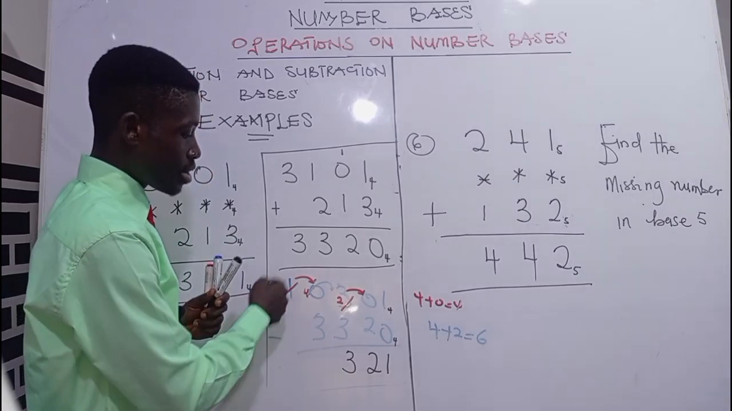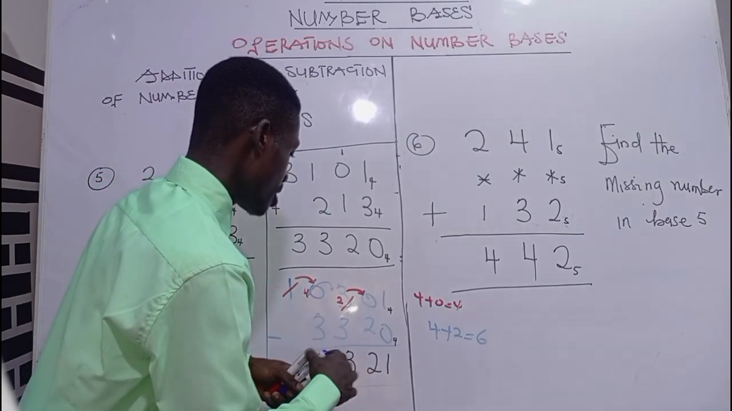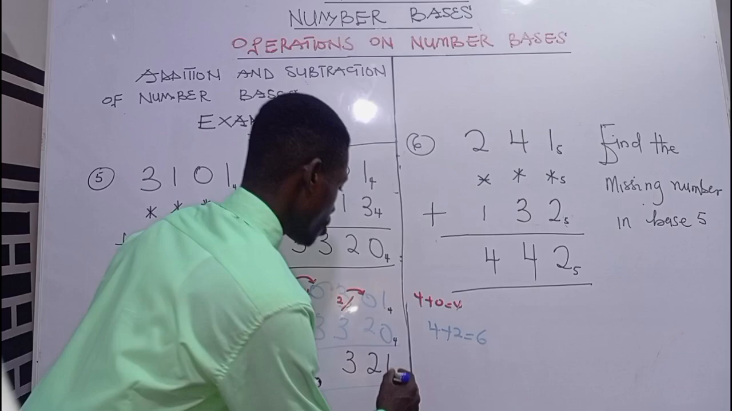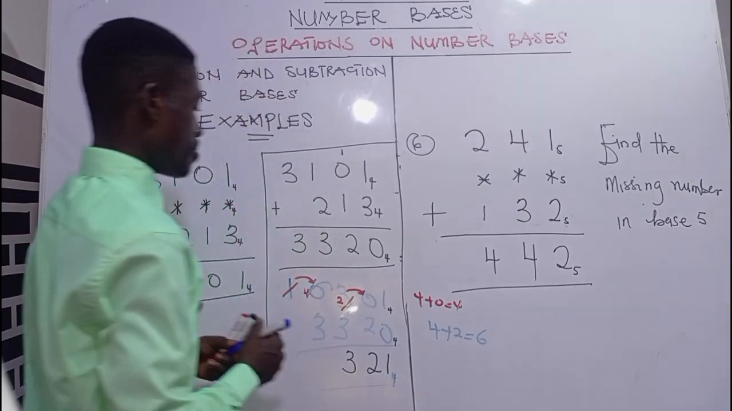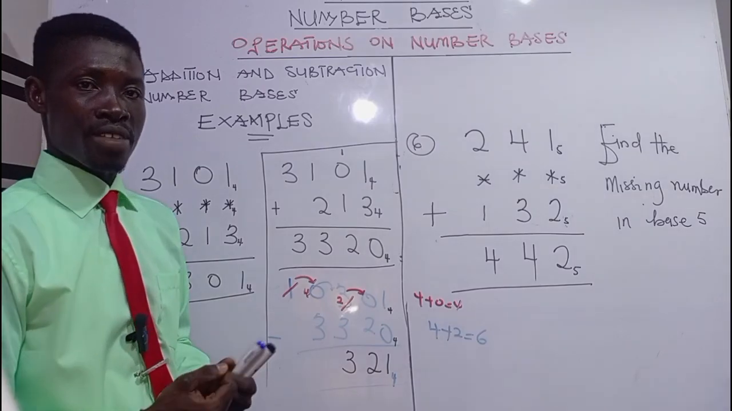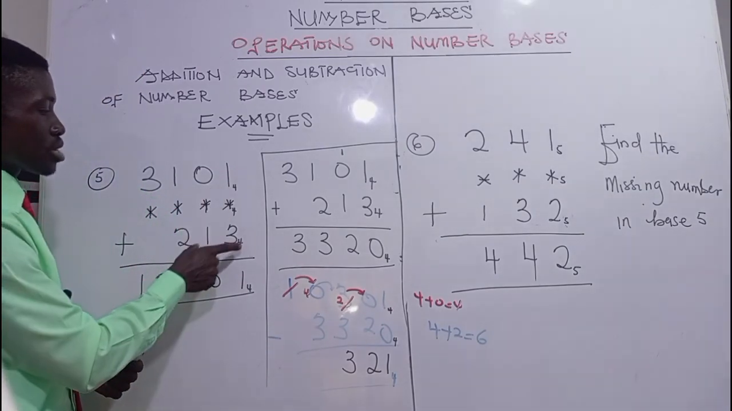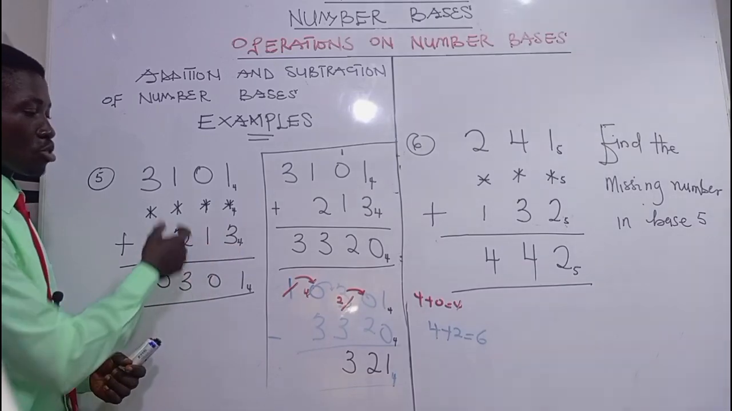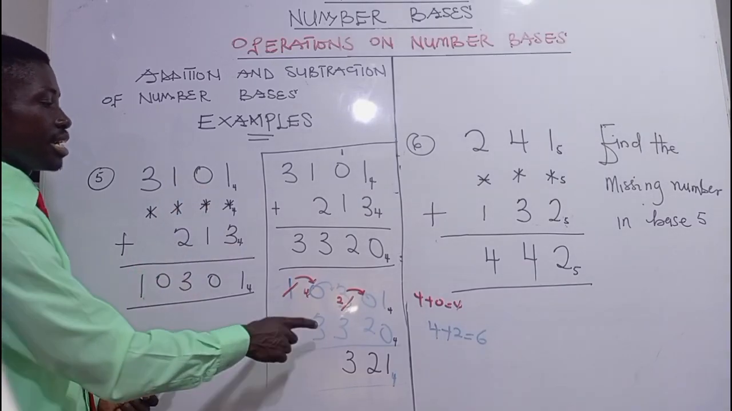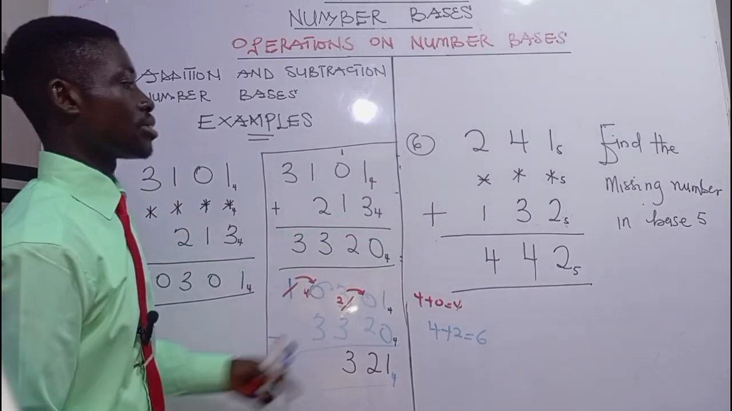Now this one, we have already borrowed it, so there's nothing here. So we have 3, 2, 1 to the base of 4. So the missing number is 3, 2, 1. Very, very easy. So as I said, first add these two numbers. The result that you get is subtracted from the final answer, and that will give you the missing number. Try your hands on example 6.